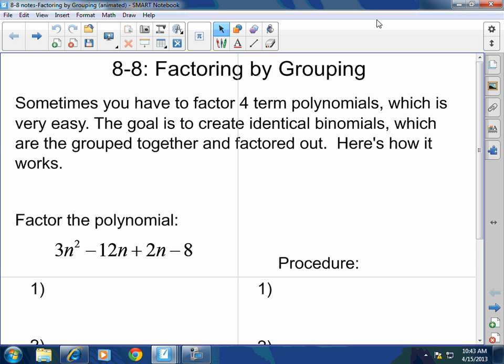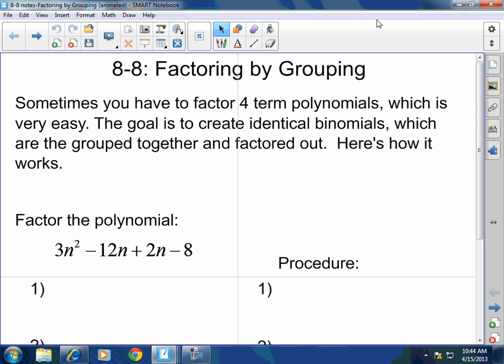You know how to factor special cases like perfect squares, which are in the form of a squared plus 2 times a times b plus b squared. That factors out to be a plus b squared. Or a squared minus 2 times a times b plus b squared factors out to be a minus b squared. And then you have a difference of squares, which is a squared minus b squared, factors out to be a plus b times a minus b. And I also taught you the sum of squares, which is prime. Does not exist.